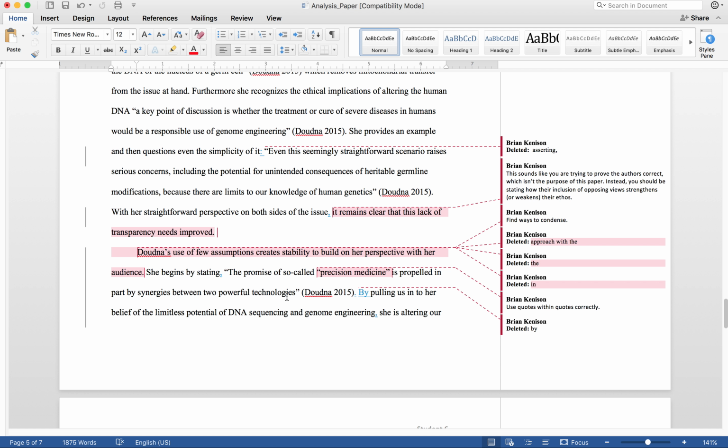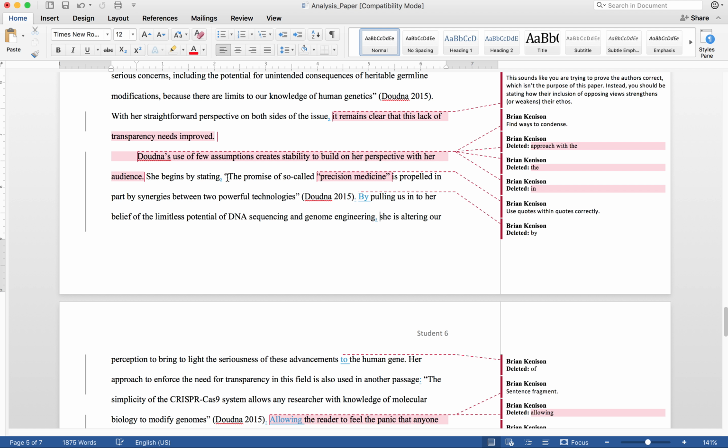As we go down further, again, it feels like the writer's trying to prove that the authors of this paper, of the article, are right, rather than showing how they use ethos effectively, or ineffectively. And so that's one thing to make certain of: we're not trying to prove the author correct or incorrect. We're trying to prove whether or not they used arguments effectively.